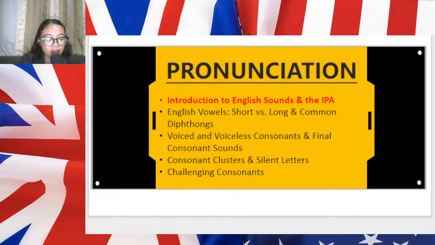Because we are at the end of our session for today on pronunciation, more specifically on introduction to English sounds and the IPA. But for today's session, we are just focusing on the IPA itself. We've already talked about English sounds on our first session.